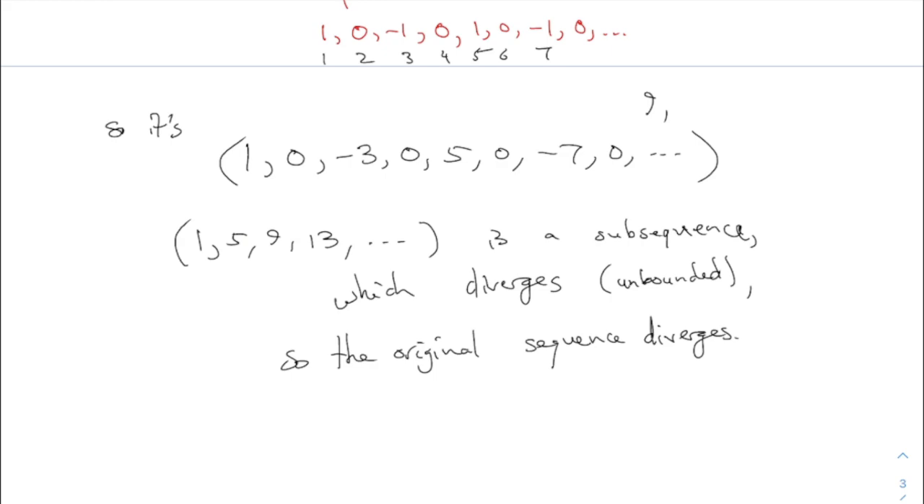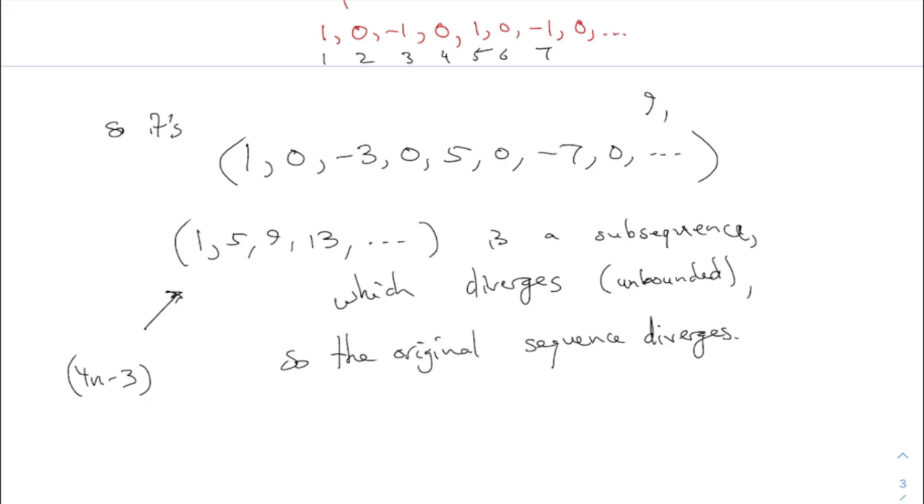If you really want to get into it, you could say, here's a formula for this. Isn't it 1 plus 4n? That's if n starts at 0. I guess if n starts at 1, it would be 4n minus 3. And that's definitely unbounded. As n goes to infinity, that goes to infinity. Although I wouldn't say you need to say that.